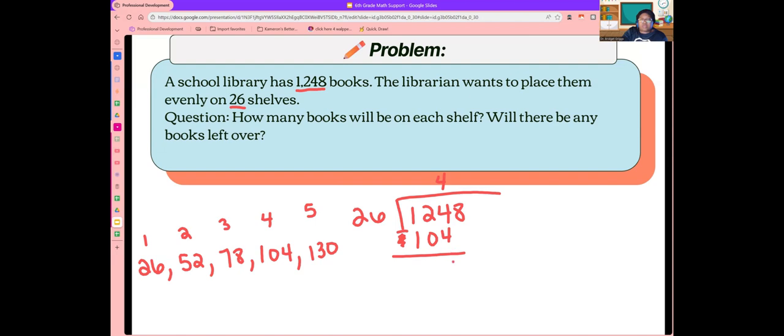Now, 4 minus 4 is 0. 2 minus 0 is 2. And we will bring the 8 down. So now we're trying to determine how many times 26 can go into 208. Well, we can keep going with our repeat addition. We left off on 5. So if we add another 26, that would be 156.